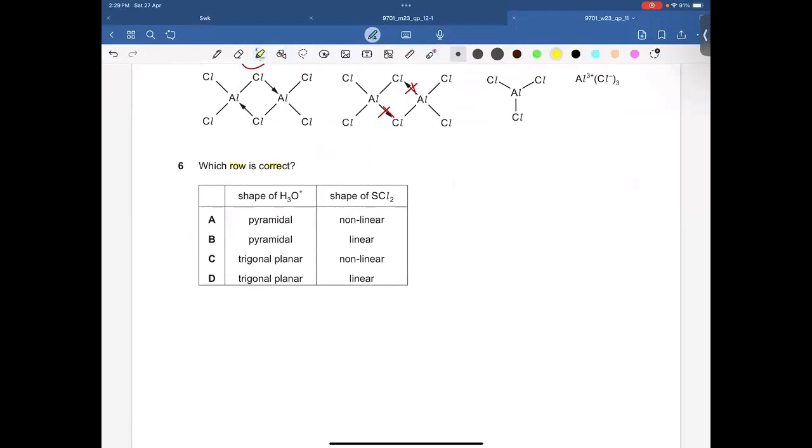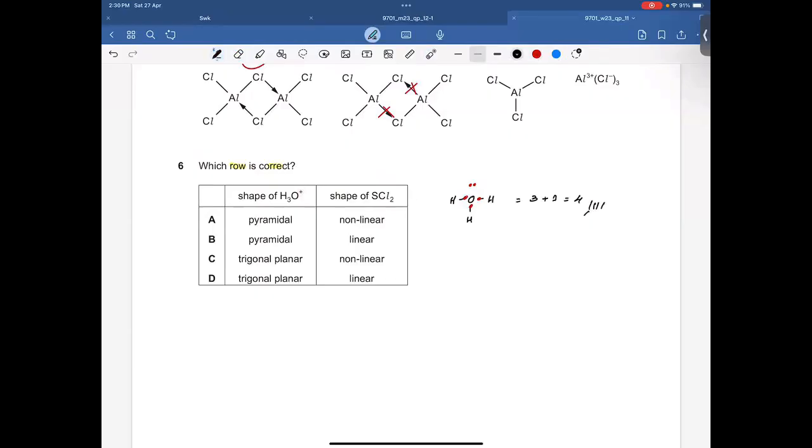Which row is correct? Shape of H3O plus. Well, let me write the structure of H3O plus. Oxygen belongs to group 16, so it has 6 valence electrons. 1, 2, 3, 4, 5, 6. As we have a positive charge on it, which means it lost one electron. So around oxygen we have 3 bond pairs and 1 lone pair. So in total we have 4.